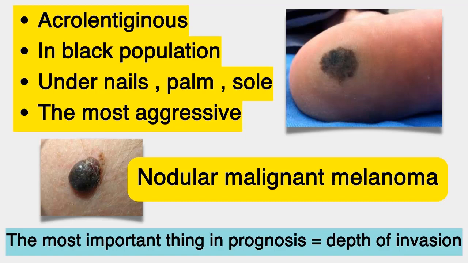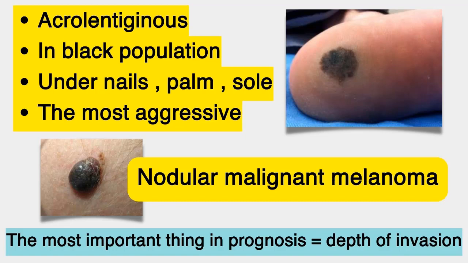palms, or soles of the feet. This is called acral, which means edge of, out, you know, tip of, lentiginous malignant melanoma. This is the most aggressive of all malignant melanomas. So look under nails, palms, soles is where this one is. That has nothing to do with radiation. That's why the black population can get this one.